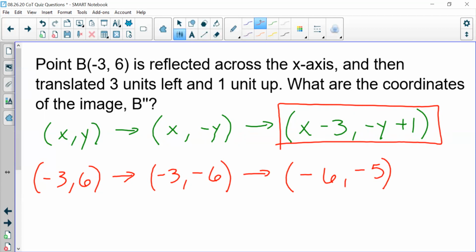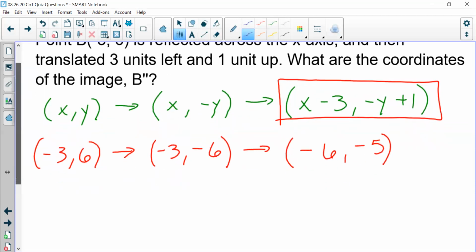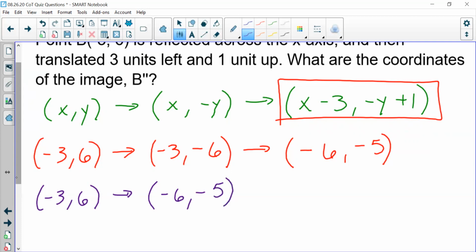If you recognize that you have the rule, though, you can jump straight to that. You can say, I have (negative 3, 6), and in the end I need to take 3 away from x. Negative 3 minus 3 is negative 6. And in the end, I need to make y negative, so negative 6 plus 1 gives me negative 5. So if you map out that rule, you can really jump straight to the answer if you want to.